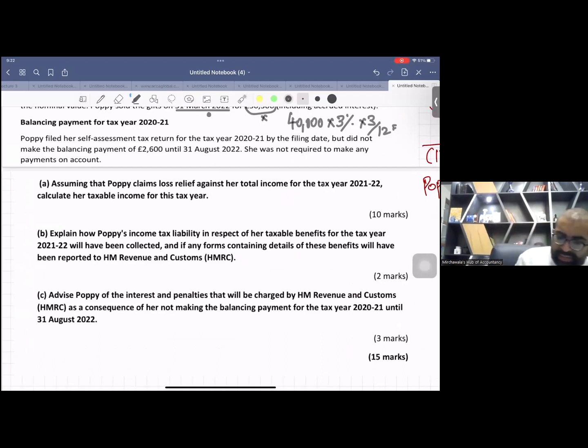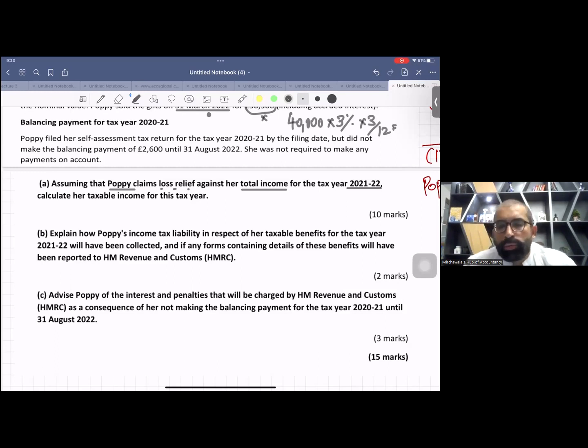Don't worry. First 2. Assuming that Poppy claims the loss relief against her total income. Remember, the trading loss can be set off against current year and last year, current fiscal year and last fiscal year total income for the tax year 21-22. So they are saying openly to use it in the current year. Use that 9350 trading loss in the same fiscal year. That's it, against the total income.